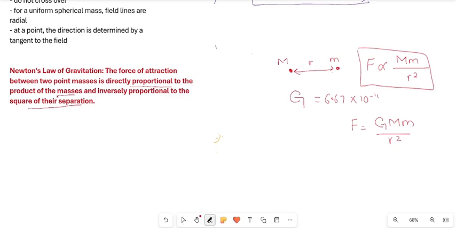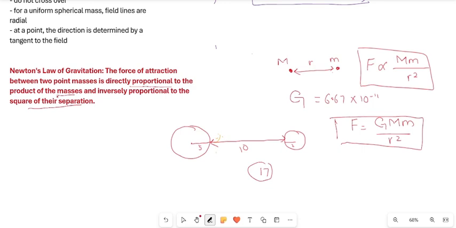Let me give you an example. Let's say I have a planet here and then I have another planet here, and the distance between these two planets from here till here is, let's say, 10, and its radius is 5 and its radius is 2. The R here will be 5 plus 10 plus 2, 17. Not 5, not 2, not just 10. You have to add all of them because that is the separation distance. So if you look at this formula, this is Newton's law of gravitation.